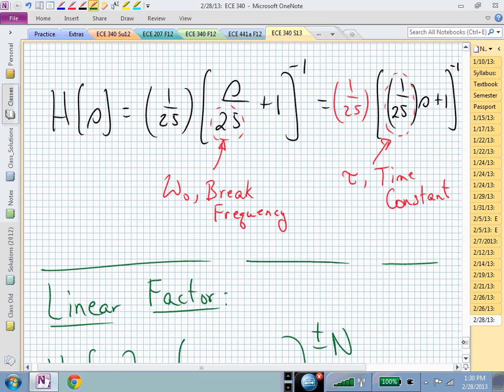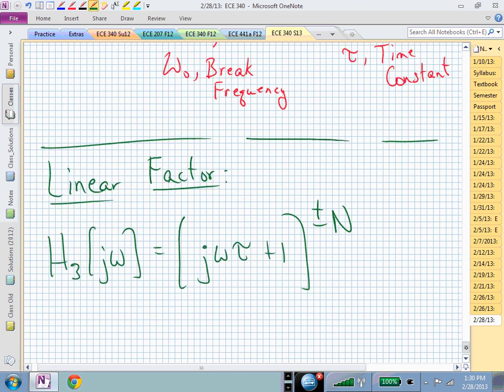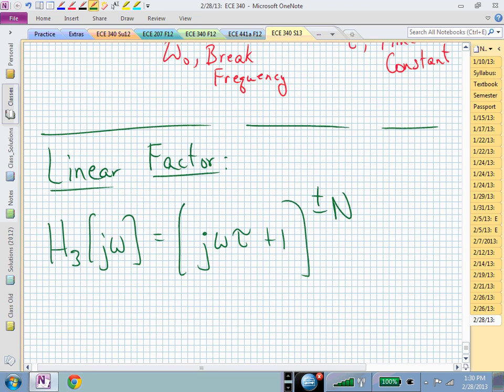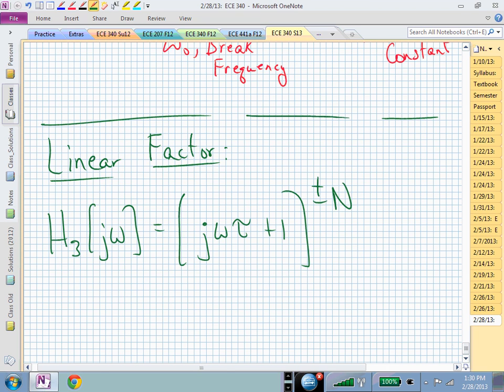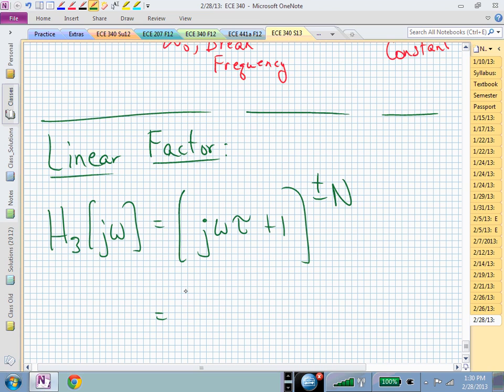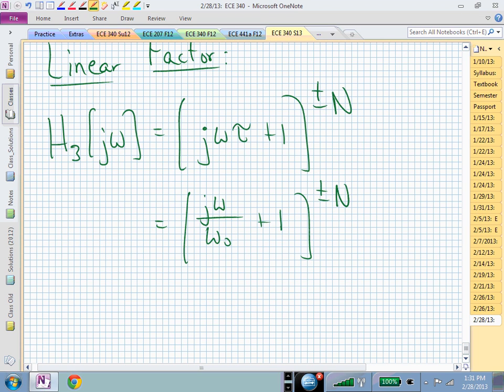Meaning here, I'm simply replacing s with j omega. And if I do that, omega is my variable frequency, or my independent variable, and tau is the time constant. Or if you wanted to write it in terms of the break frequency, which is usually what I prefer, we could now say the linear factor can be expressed as (j omega over omega naught plus 1). This omega naught is our break frequency.